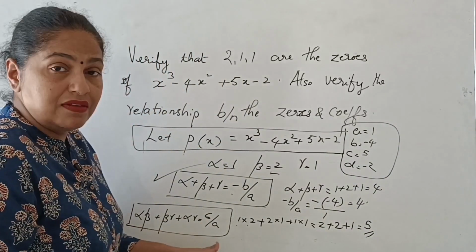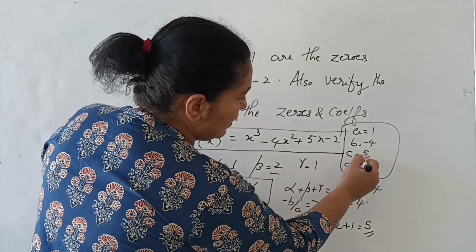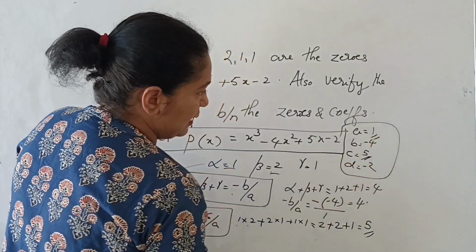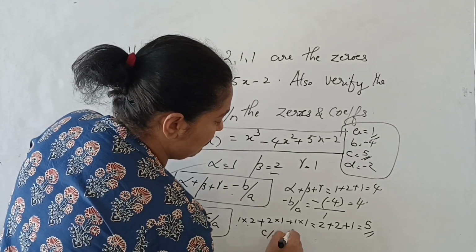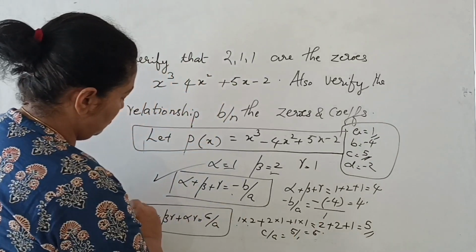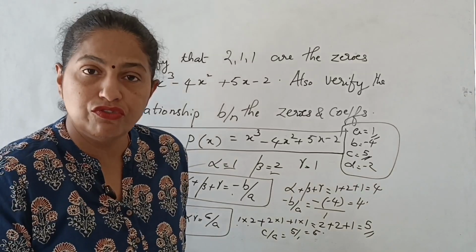Now we should see whether this is equal to c by a. What is the value of c? 5. What is the value of a? 1. So my c by a is equal to 5 by 1, which is a 5. So the second relation is also checked.